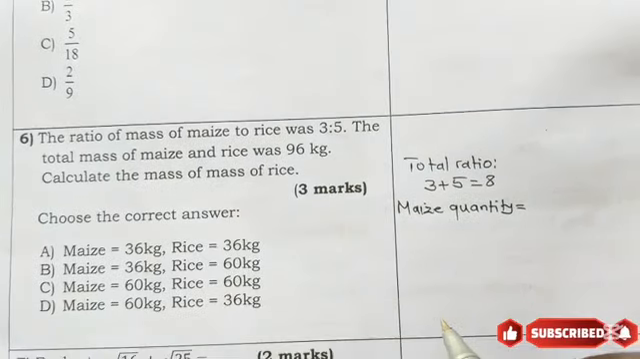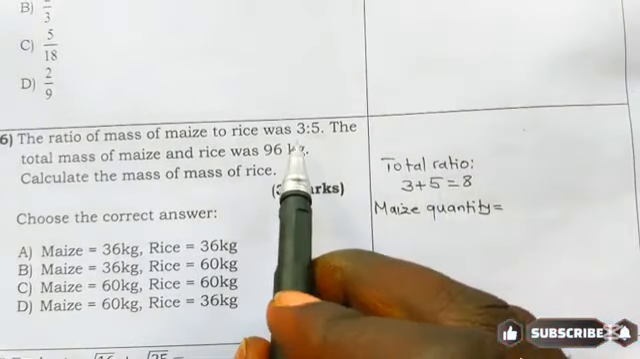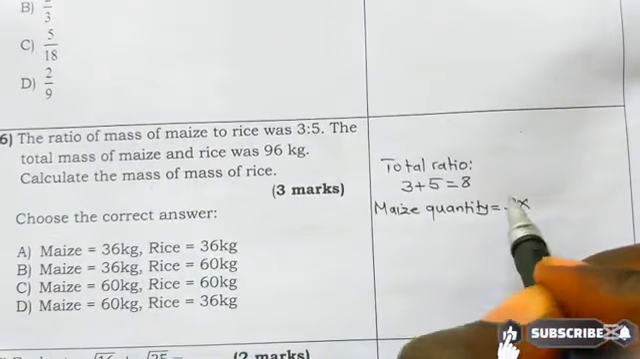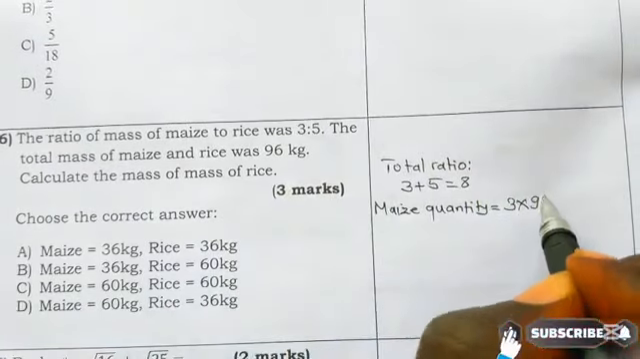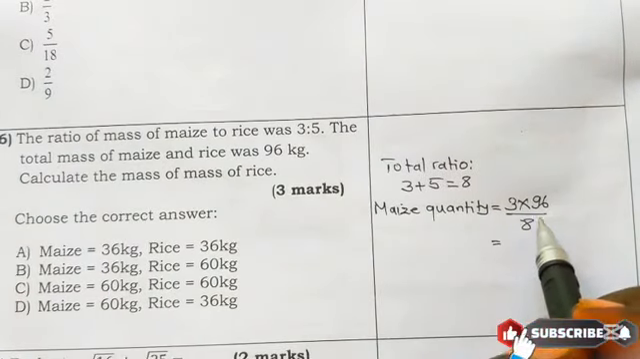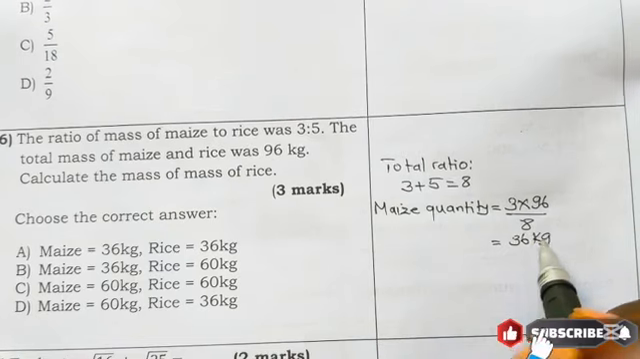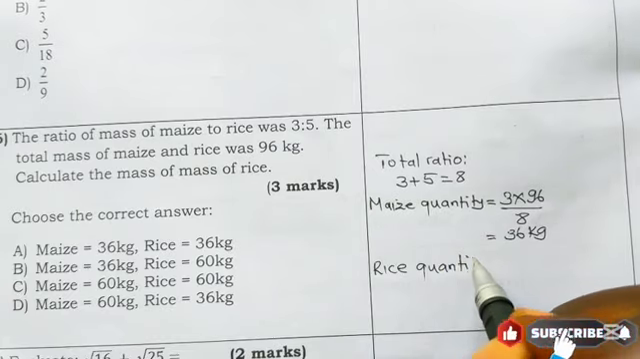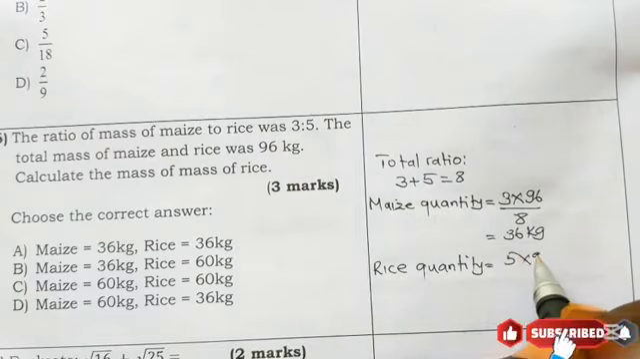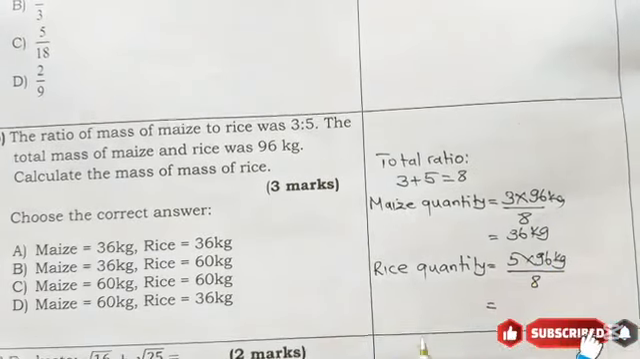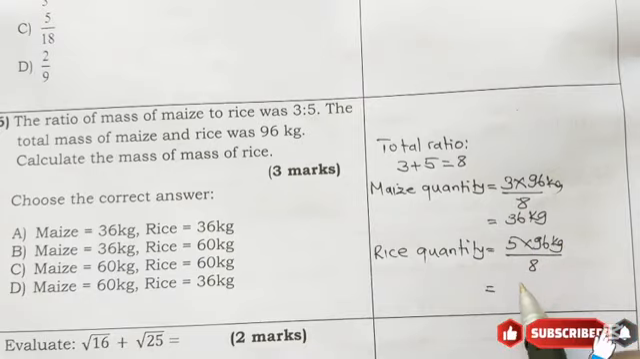And maize quantity will be given by, because the ratio of maize to rice means that this 3 represents maize. You have 3 times the total kilograms, 96 over 8, and by simplification we get 36 kilograms. While finding the rice quantity, this will be 5 times 96 kilograms over 8, and this should be equal to 60 kilograms, right?